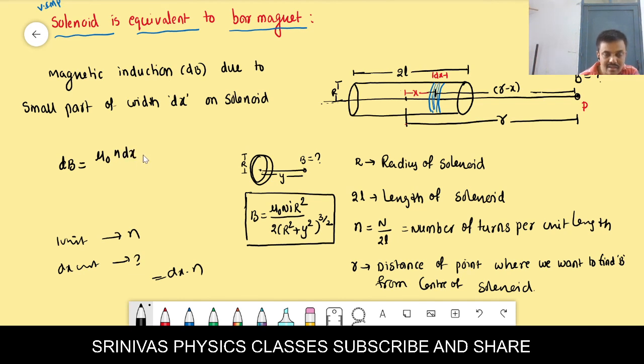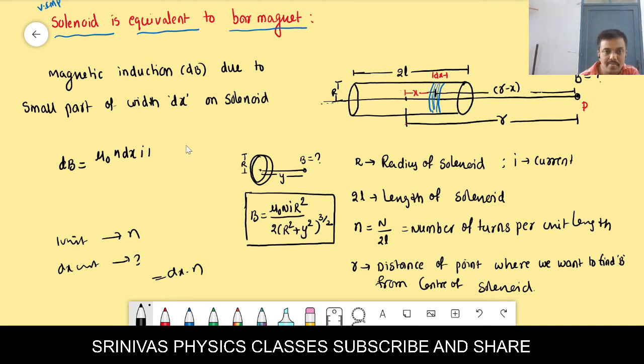If you get a doubt, you can tell me. I is the current in the solenoid, the current through the wire. Mu naught, capital N replaced with small n dx, because the number of turns in dx length is n dx. I want to find the magnetic field due to the small part, the blue color line.